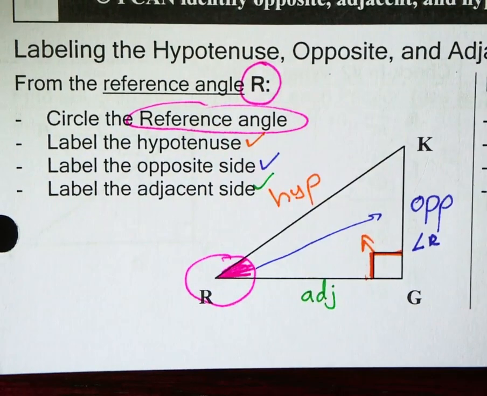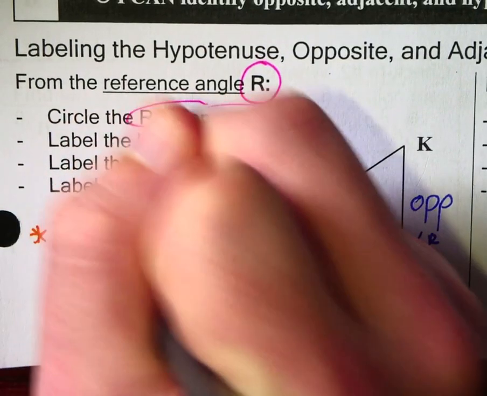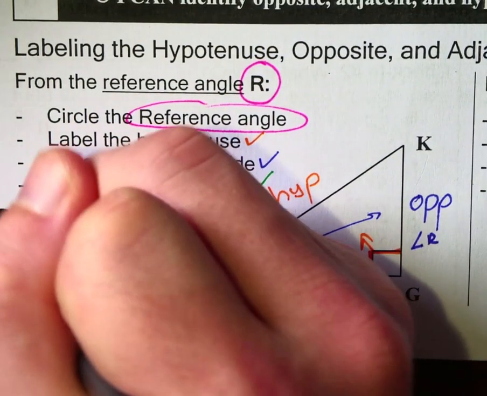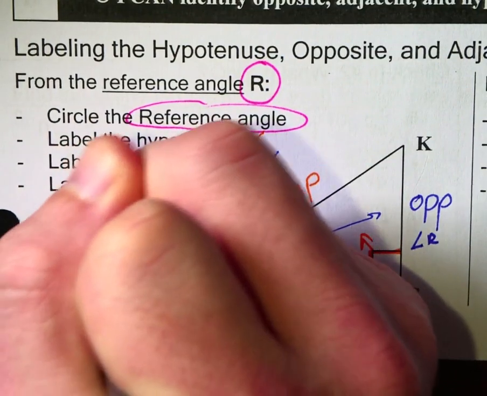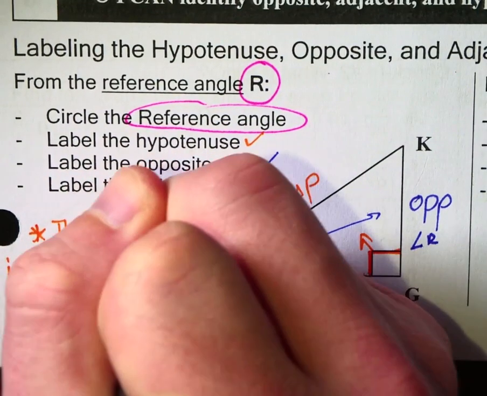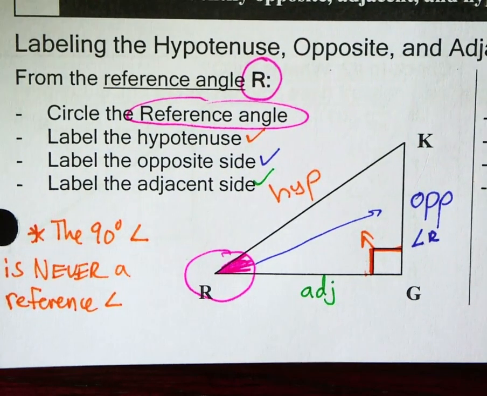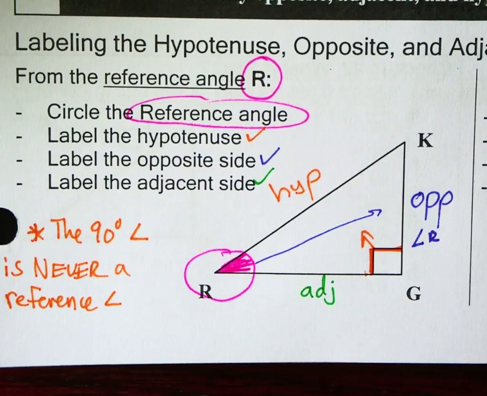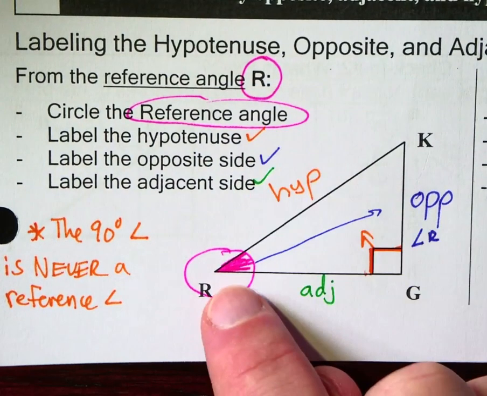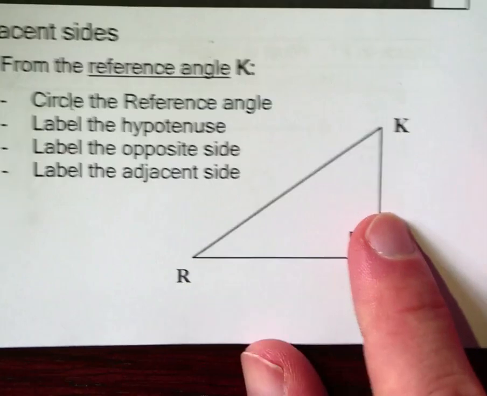Being able to label a triangle as reference angle and the sides this way really matters. Please keep in mind, a 90-degree angle is never a reference angle. Okay? Never, never, never. So let's go ahead and do the exact same thing, but instead of coming from angle R, we're going to refer to angle K. So I'm going to bring it over here. You can hit pause and try it yourself.